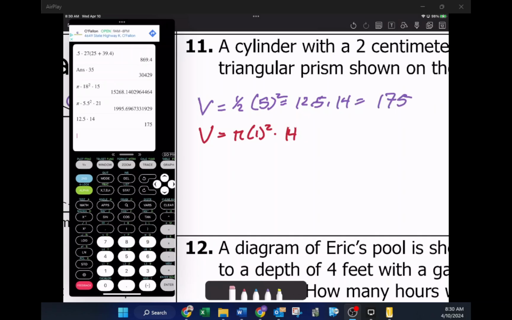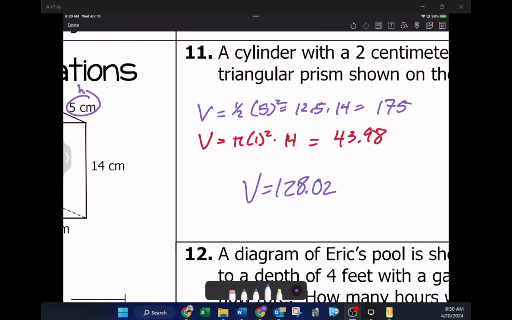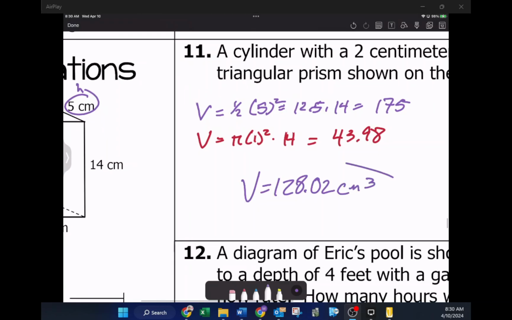Here we just get basically 14 pi, which is 43.98. And when we subtract, we get the remaining volume is 128.02. And it's in centimeters, so centimeters cubed.